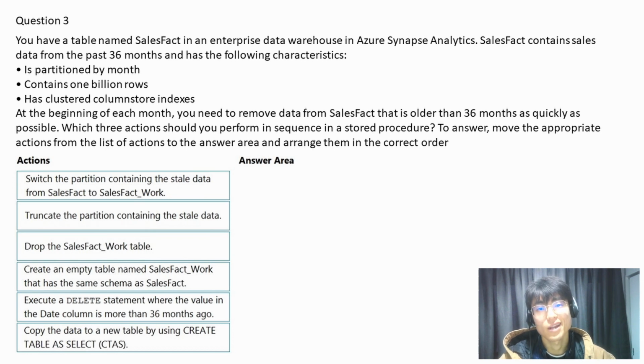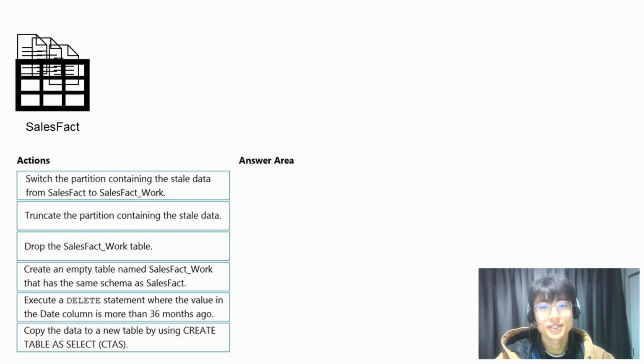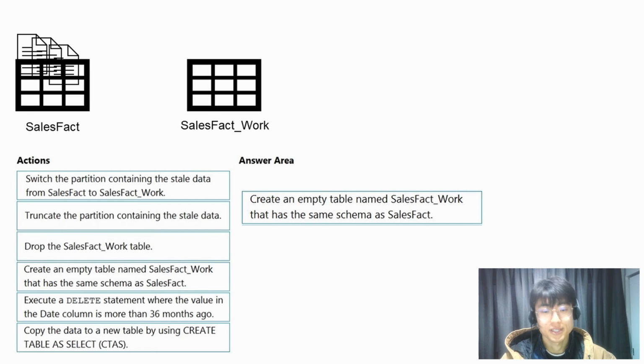So the SQL data warehouse supports partition deletion, merging, and switching. Looking at the options here, there are no options for deleting, so what we will be interested in is the partition switching functionality. As the question asks, it will be 3 steps. The first step is to create an empty table named SalesFactWork that has the same schema as SalesFact. So we basically set up a table so that we can load the data in there.